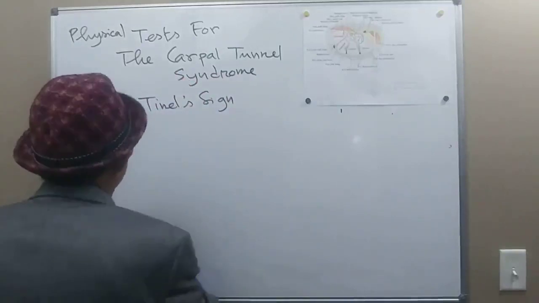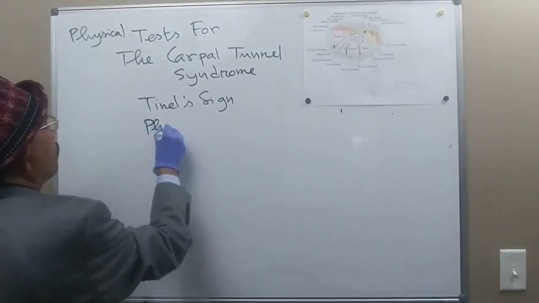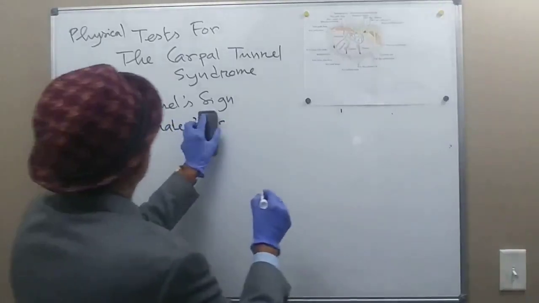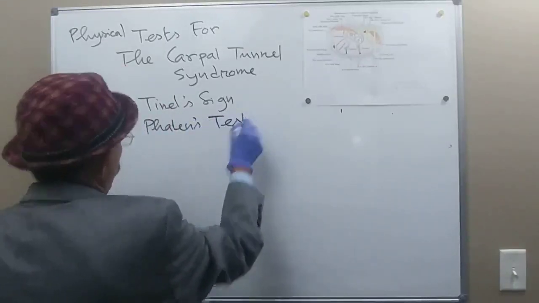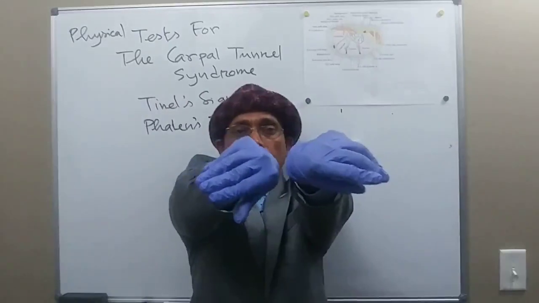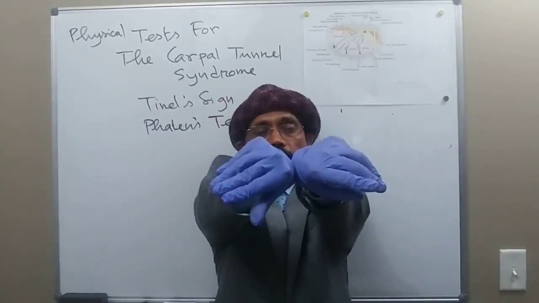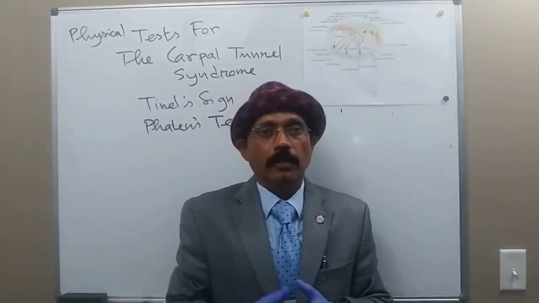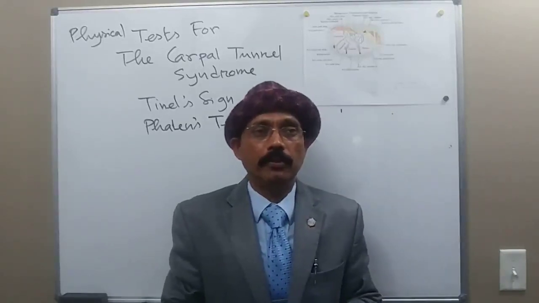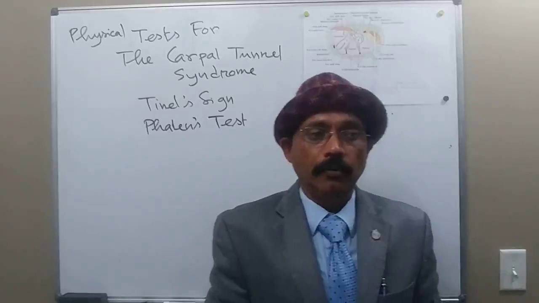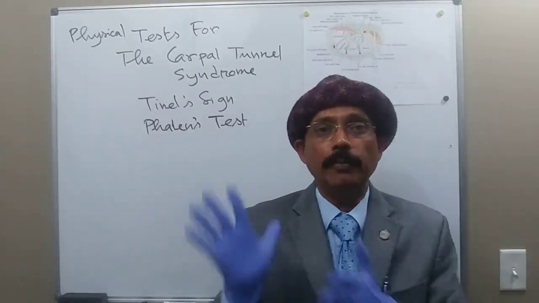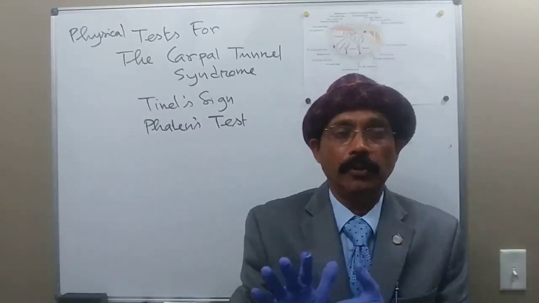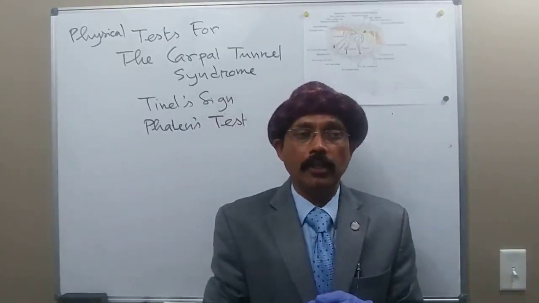Another test is called Phalen's sign, or Phalen's test. This is done by placing the hands together like this for around 1 minute. Then we'll get tingling, numbness, and altered sensation from the patient. These are the tests. For investigation, we can do imaging studies, X-ray, MRI. Nerve conduction velocity test is also sometimes essential to diagnose accurately.